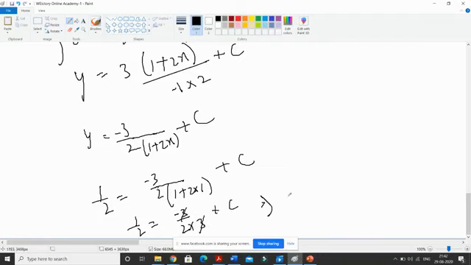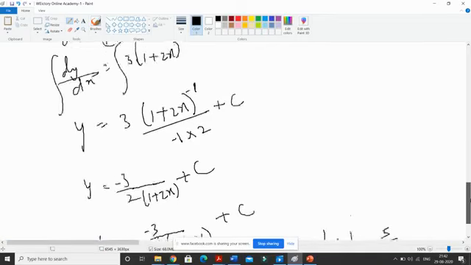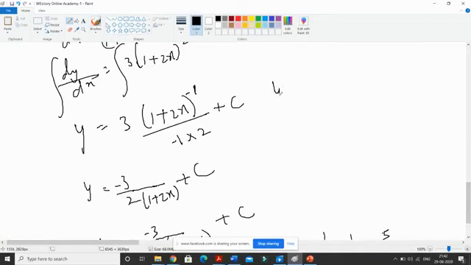So you will get c equal to 1 over 2 plus 1 over 3, which is like 3 plus 2, that's 5, 5 over 6. C is 5 over 6. Okay. So we get the curve y is equal to minus 3 over 2, 1 plus 2x, plus 5 over 6.